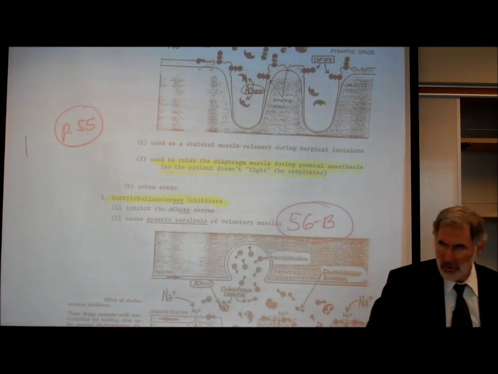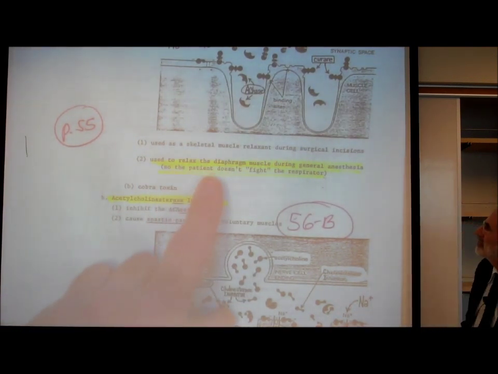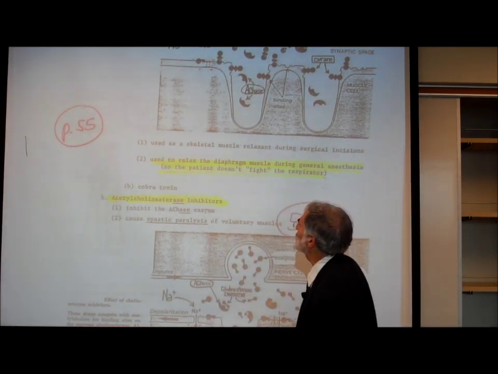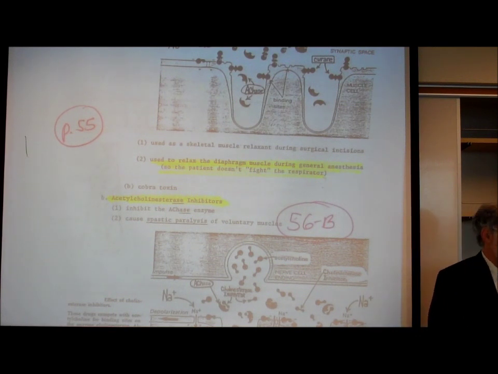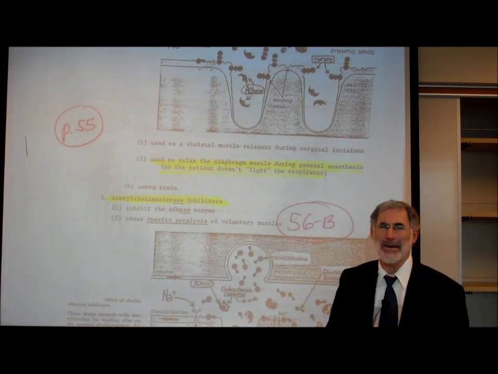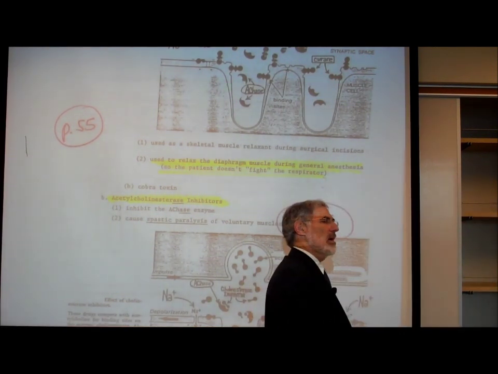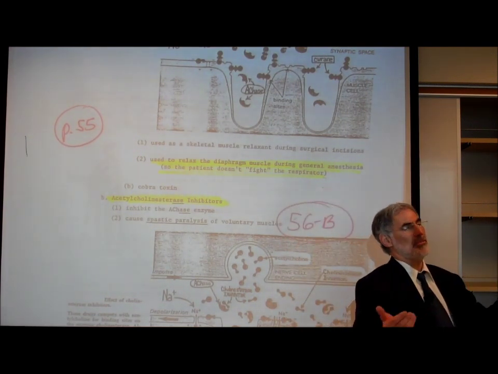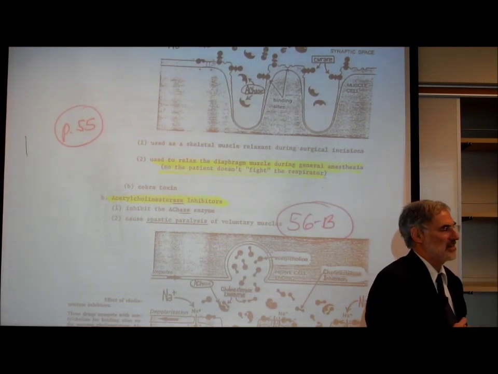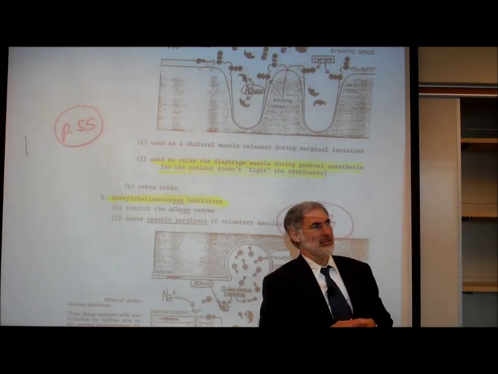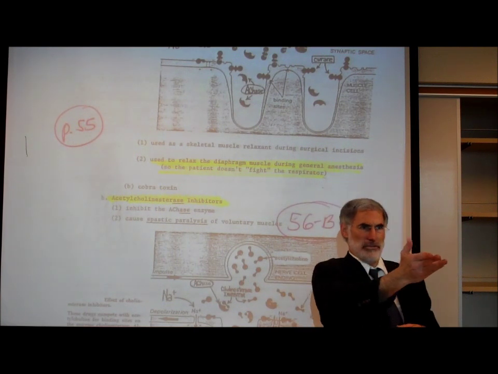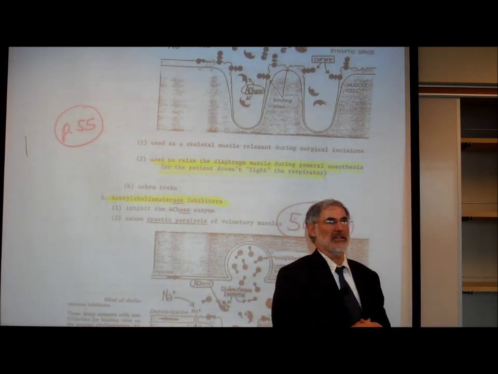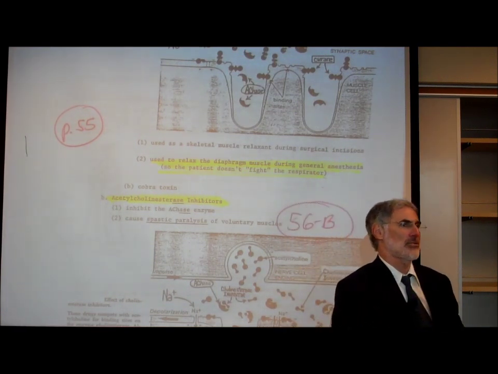Another use, even more importantly, is that it's used to relax the diaphragm muscle during general anesthesia so the patient doesn't fight the respirator. You might say, what does that mean? So when they put somebody, let's say they're giving general anesthesia, they put the person on a ventilator, they administer the anesthesia. The way the ventilators work, now you've used the ventilators? Okay. So how do the ventilators work? Do they automatically synchronize with the person's breathing?